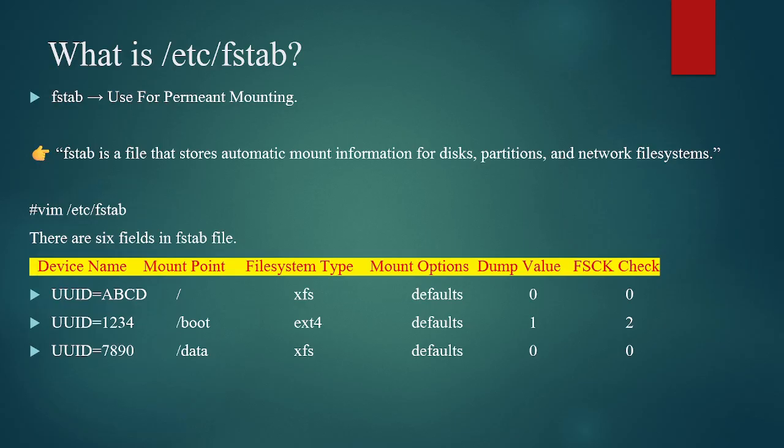Because after adding the new hard disk, we have not added that entry into the /etc/fstab file. So, what is /etc/fstab file? Fstab file is used for permanent mounting. Fstab is a file that stores automatic mount information for the disk, partition, and network file system.